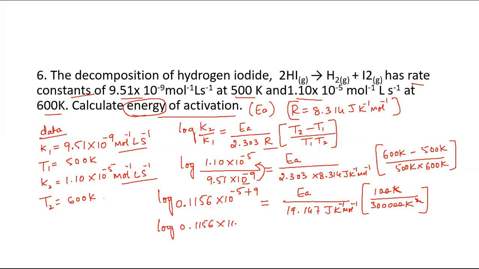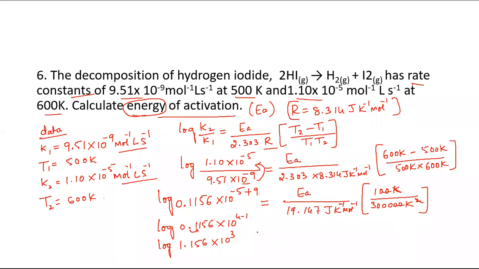0.1156 into 10 to the power of plus 9 minus 5, which is 4. Okay, we can't easily see the log value for a decimal number like this. We have to convert it in such a way that we at least get a single non-zero digit before the decimal, so we need to shift the decimal towards the right. Therefore, log 1.156 into 10 to the power of 3, since we have shifted the decimal, minus 1 becomes 3.